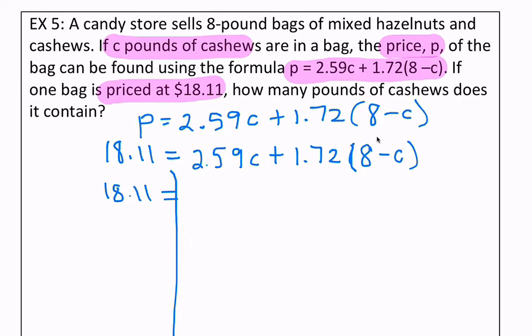On the right-hand side, I see parentheses, so I'm going to handle this part first. So this 2.59c will just drop down for the time being. And now let's do the parentheses. So we're going to have to multiply. In front of my parentheses is this positive 1.72. So I'm going to take that and multiply it by 8. 1.72 times 8 is going to give me a positive, so I write plus 13.76.